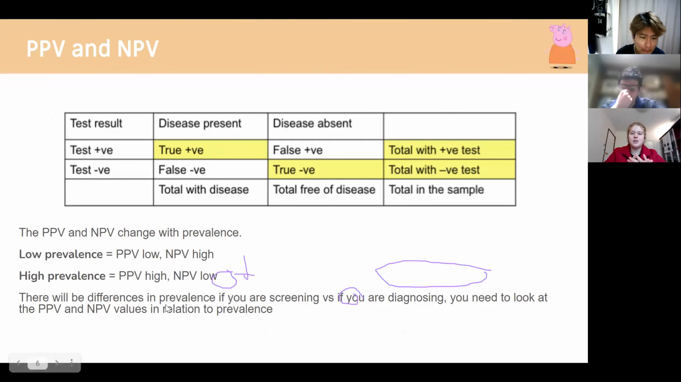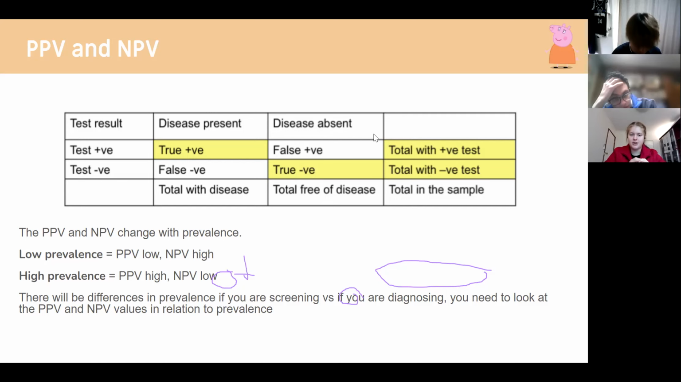Nice. And these do change with prevalence. So if we have a low prevalence, so we don't have that many people taking the test, PPV tends to be low and NPV tends to be high, higher than normal. And if you have a high prevalence, you have a lot of people taking the test, PPV tends to be high because I guess there's more people taking it. The chances of a true positive is better, and NPV tends to be low.